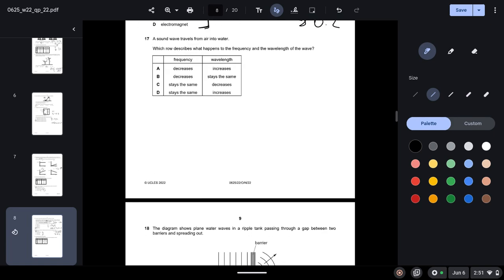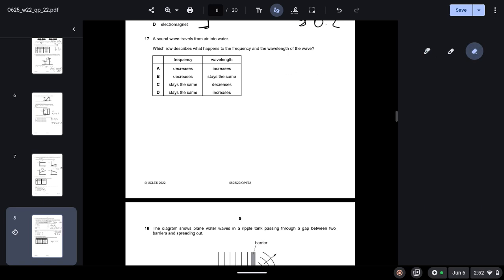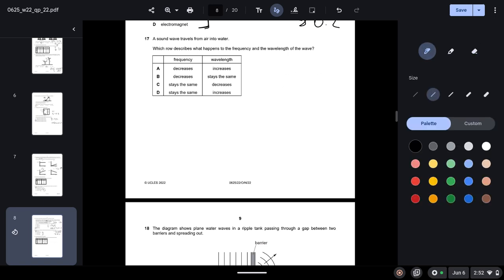17. A sound wave travels from air into water. Which law describes what happens to the frequency and the wavelength of the wave? Okay, so when a sound wave travels from air into water, the speed of the sound wave will increase because the particles are closer together in water as compared to air. So velocity will increase.